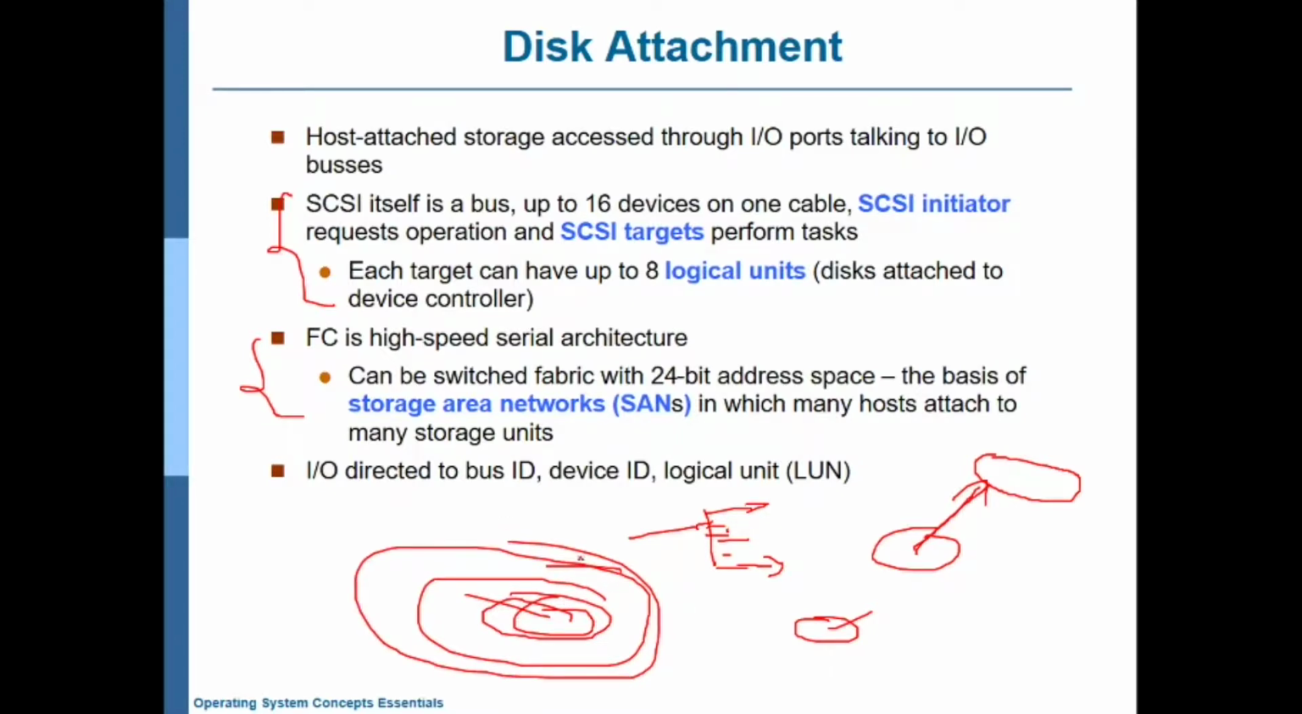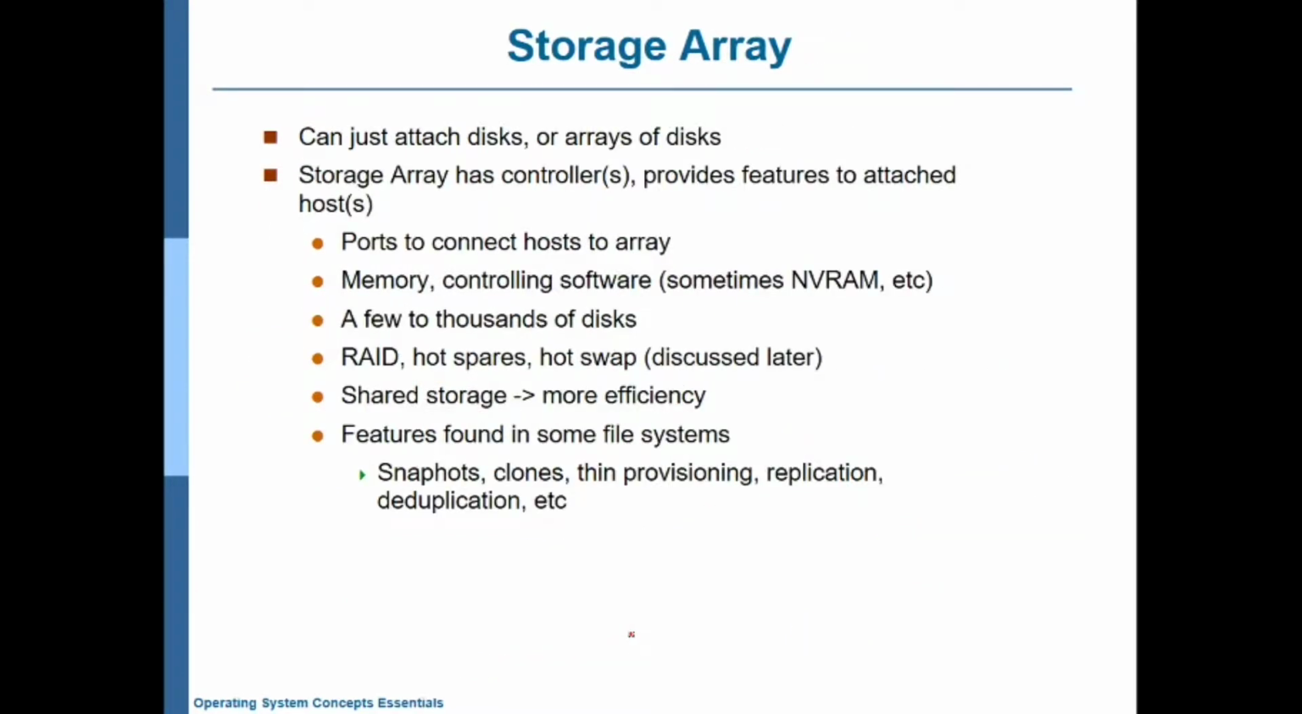Whenever data is sent from a sender to a receiver, there will be an address, just as each one of your houses has an address. The same way, it will have, for example, taluk level, then hobli, then house number. Similarly, whenever data is sent from one system to another, there will usually be a bus ID, device ID, and logical unit.